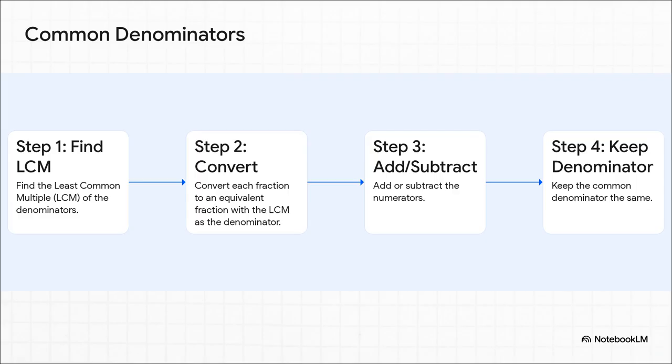Here it is, the common denominator method. This is a huge tip for any test. Before you can add or subtract, the pieces have to be the same size. That means we need a common denominator. We find the smallest number both denominators fit into, that's the least common multiple. We convert our fractions, and then it's easy. We just add or subtract the tops.